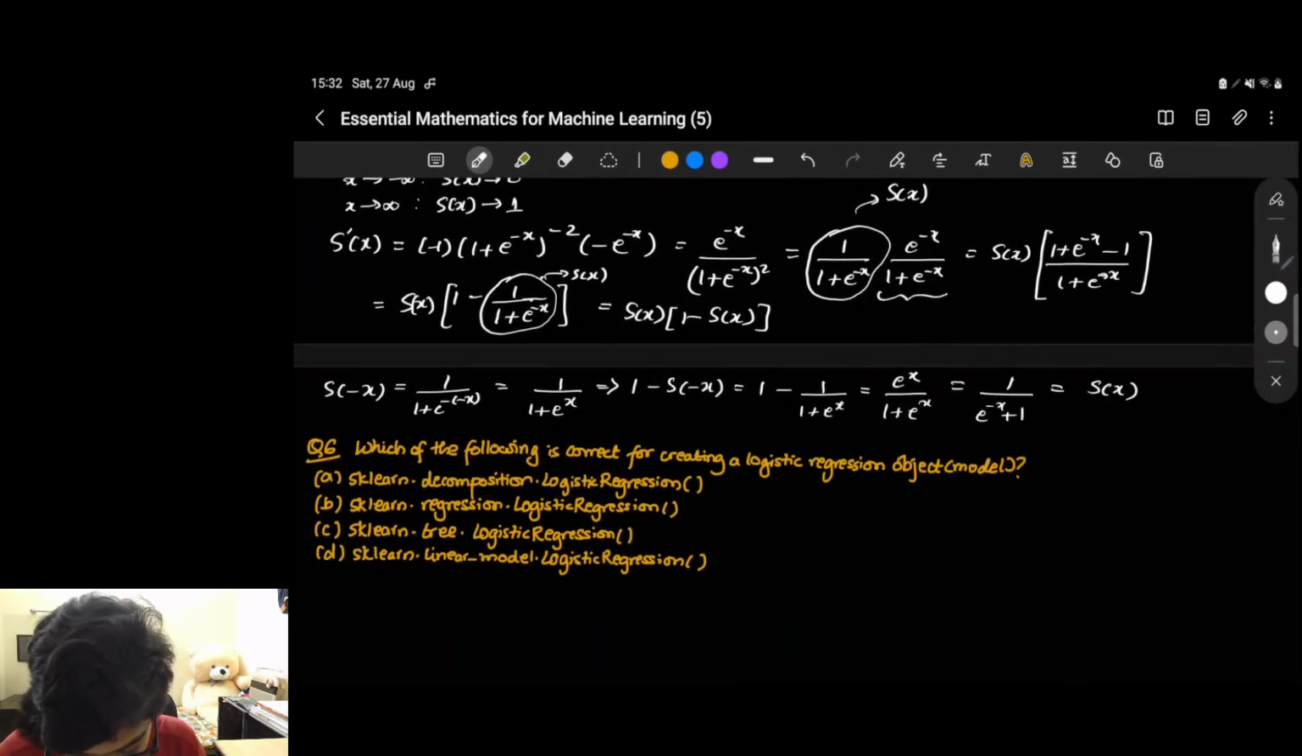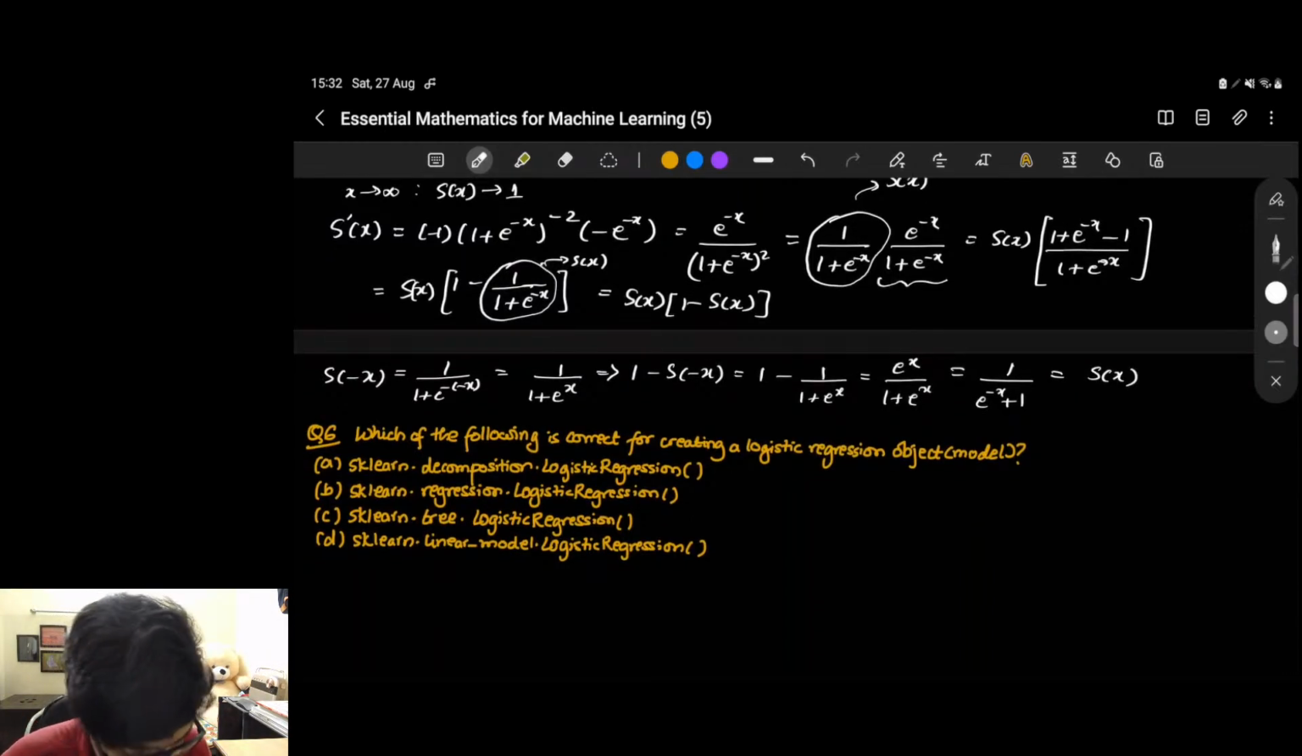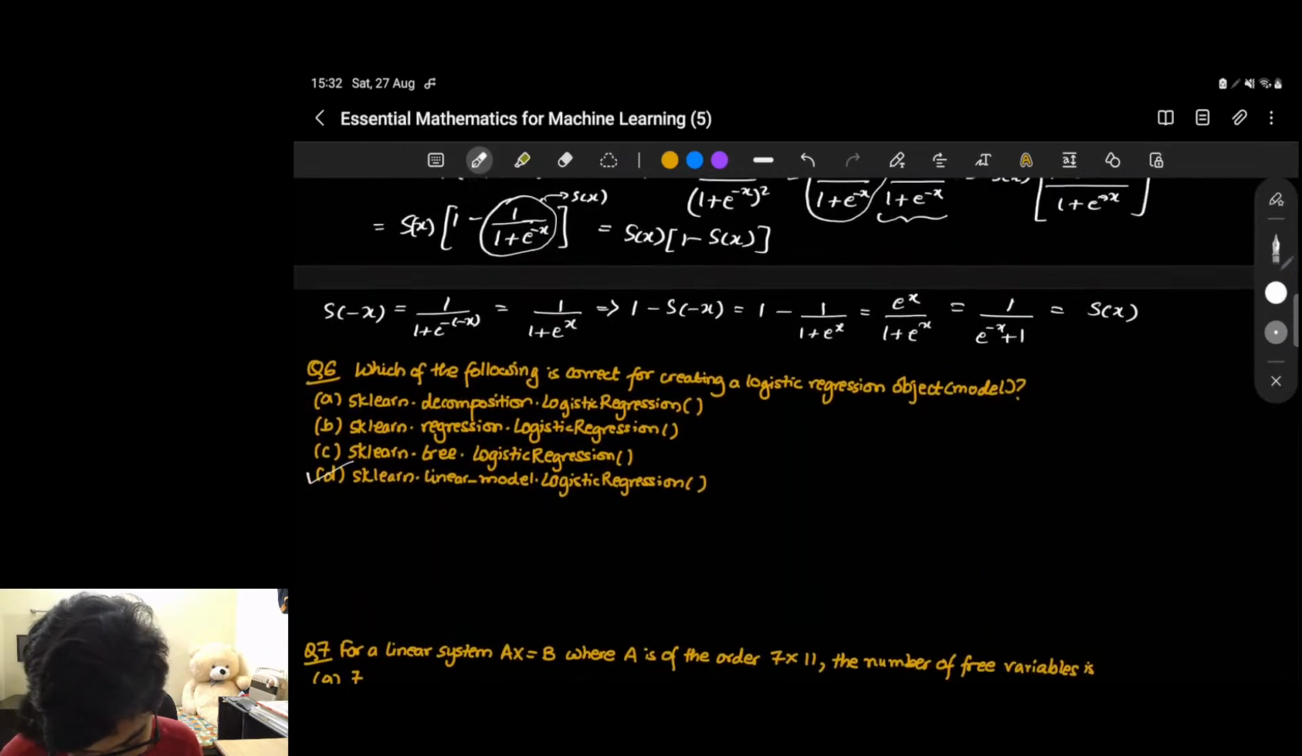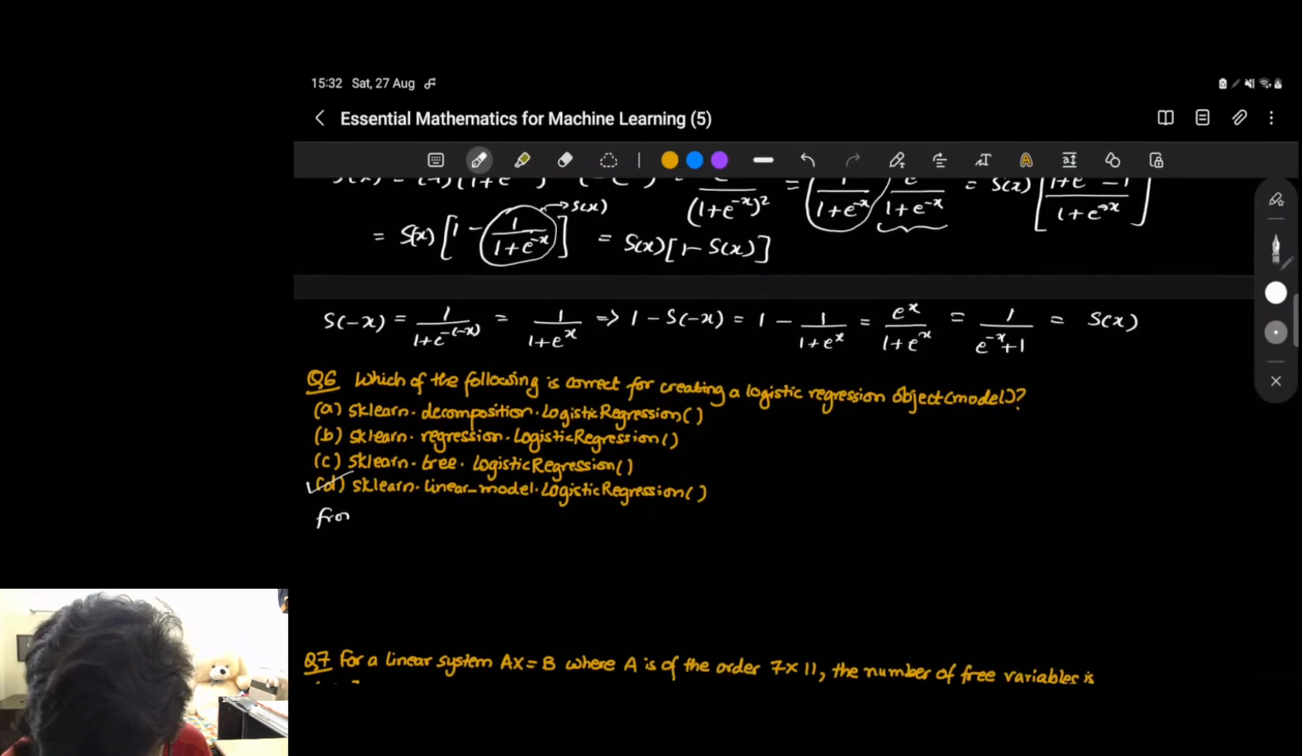Moving over to the next question. Which of the following is correct for creating a logistic regression object? So this is again a Python based question, and the correct answer is option number D. We would use sklearn.linear_model.LogisticRegression for the logistic regression. Now I will just write down briefly the syntax. We have seen this earlier as well.